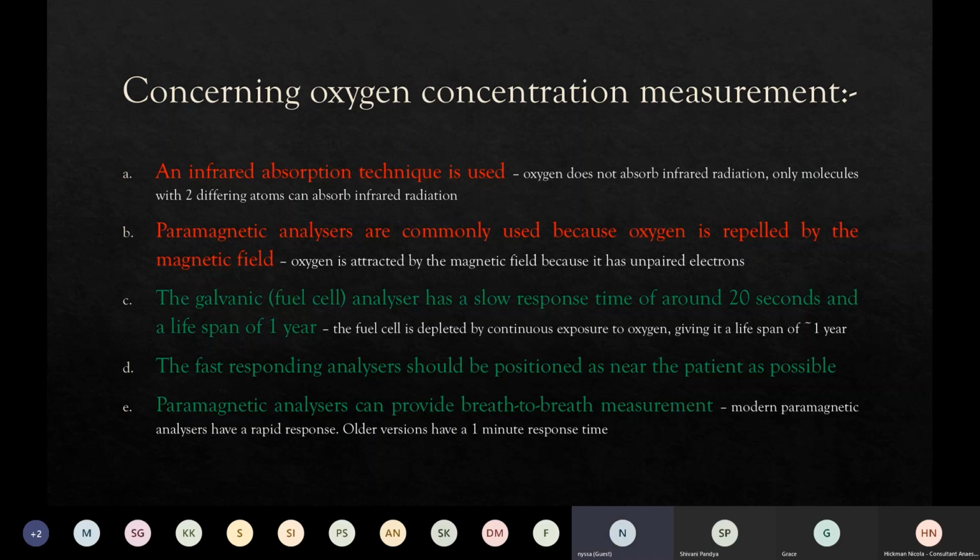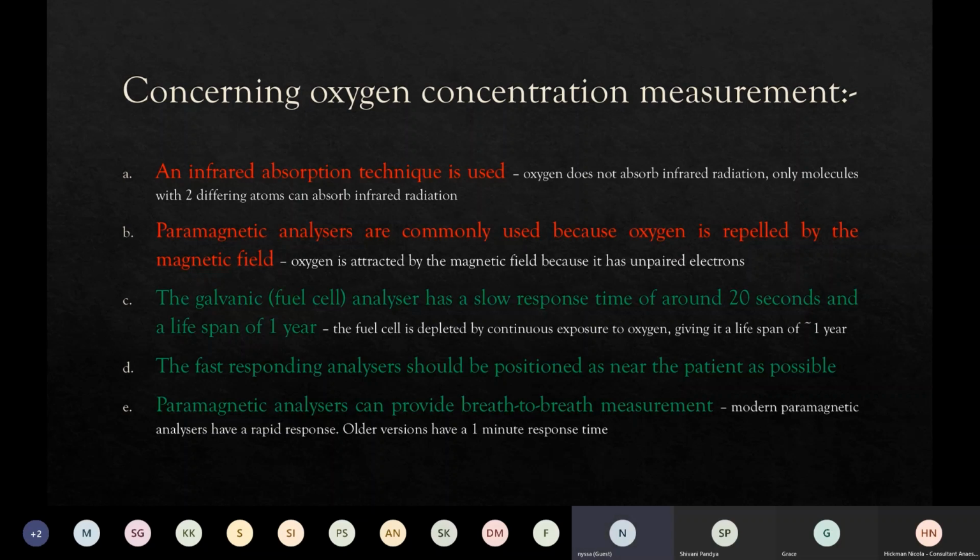The fast responding analyzers should be positioned as near the patient as possible. That's true, although my book says it's a bit controversial. Generally they say that the fast responding analyzers should be put as close to the patient as possible, and then the slower responding ones can be put on the inspiratory limb. But they do say that there's not a huge amount of evidence for that.